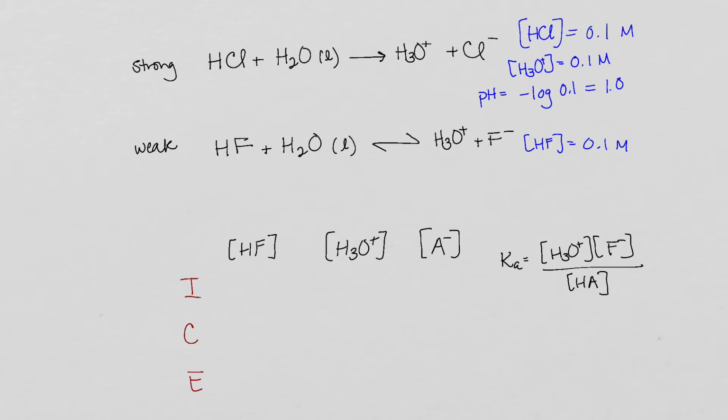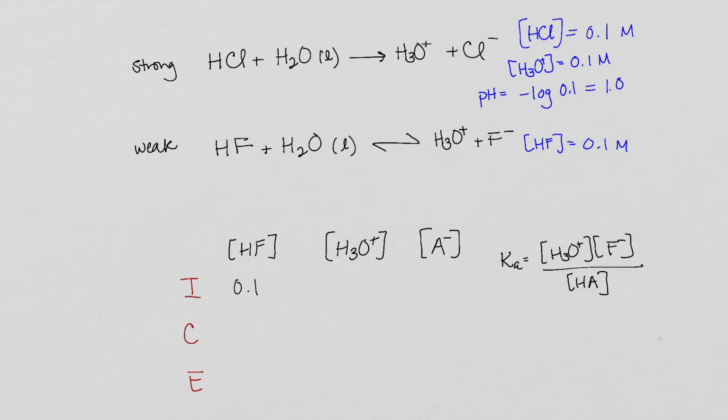If it's a strong acid, the concentration of the original acid is the concentration of the hydronium ion, and it would be the negative log of that concentration, and that would be your pH. But for weak acids, you would have to use an ice table. And so this is set up for hydrofluoric acid, a weak acid, and so you would know the initial concentration, which I gave you was 0.1.